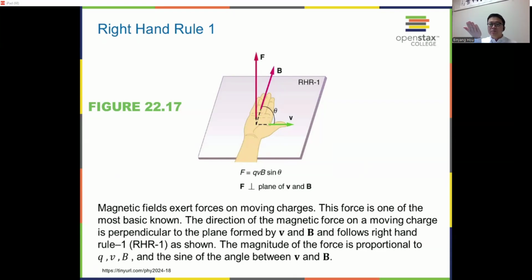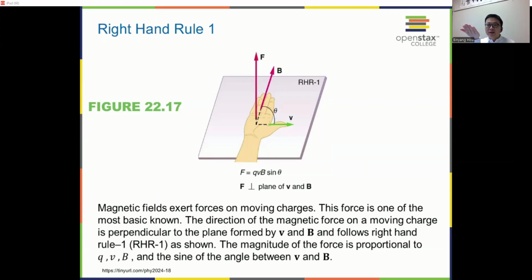Your forefingers point in the direction of the B field. Your thumb points in the direction of the V, the velocity. Then the palm is facing in the direction of the force. And this is to use on a positive charge.